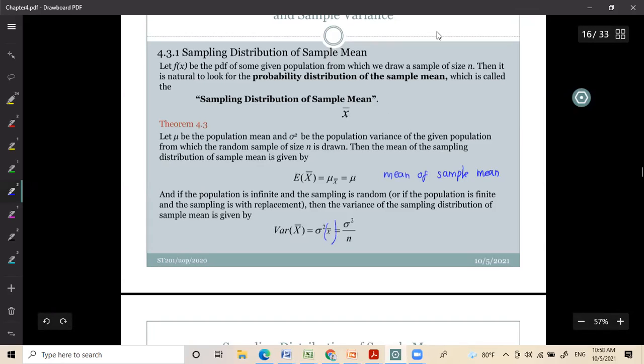So this is the variance of X bar. Again, this is the mean of the sample mean, and this is the variance of the sample mean. So you have a distribution for sample mean, which is the sampling distribution of sample mean. That sampling distribution of sample mean has mean mu and the variance sigma square over n. So that is the theorem.